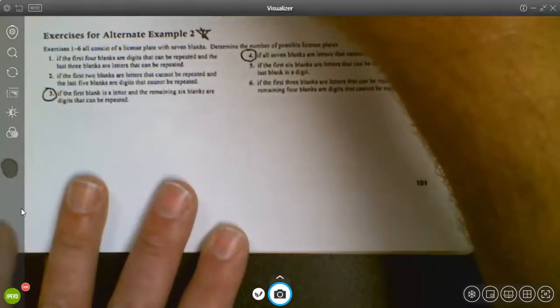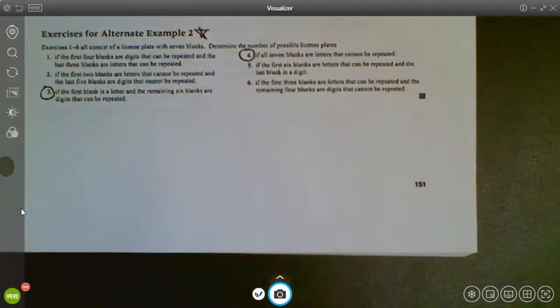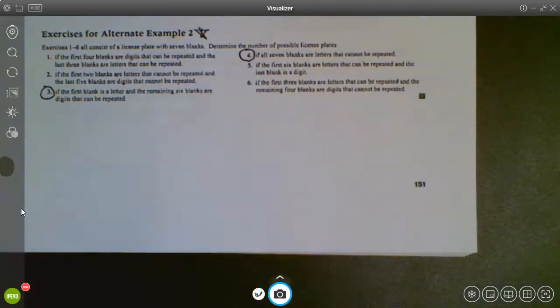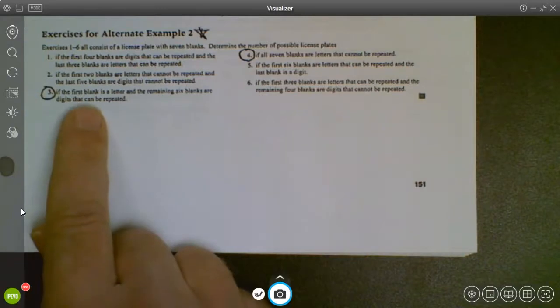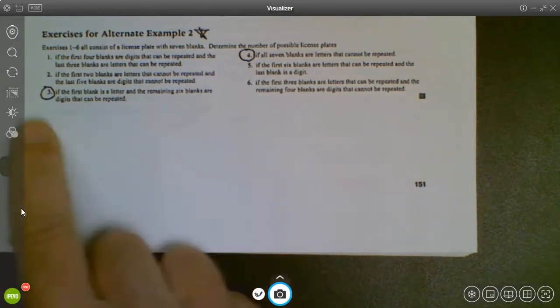Let's just do a couple for practice here. Let me start with number 3. So, a real similar situation, license plates with 7 blanks on them. They're going to give us a couple different scenarios. So I tried to choose 2 that were a little bit different than the ones that we just saw up above. So in this one, the first blank is a letter, and the remaining 6 are digits that can be repeated.